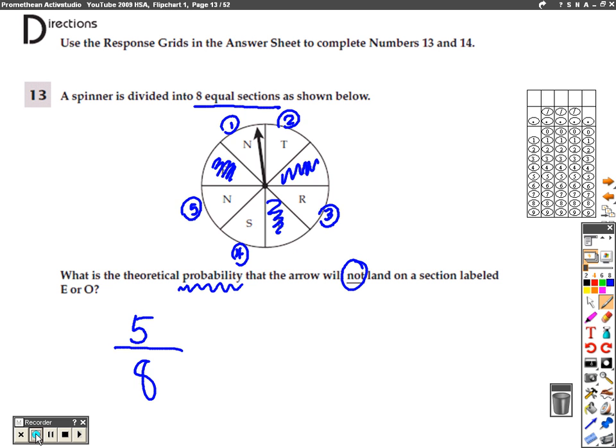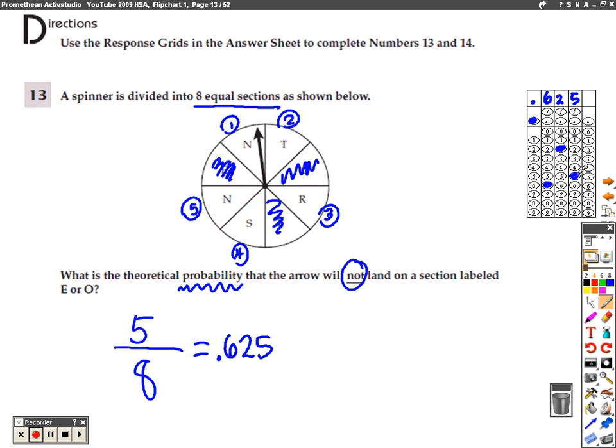Probably the easiest way is to take your calculator and divide 5 by 8, which is equal to 0.625. Then go over to your grid and you're going to write in 0.625. You're going to bubble the decimal, the 6, the 2, and the 5. Make sure you bubble them completely.